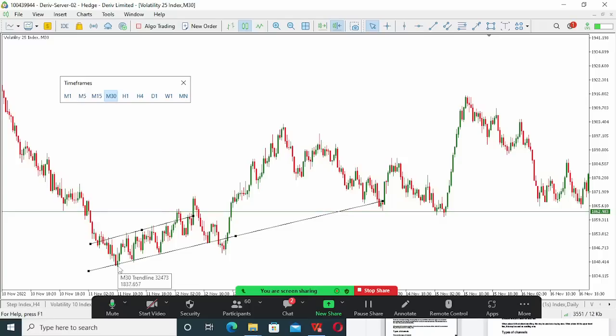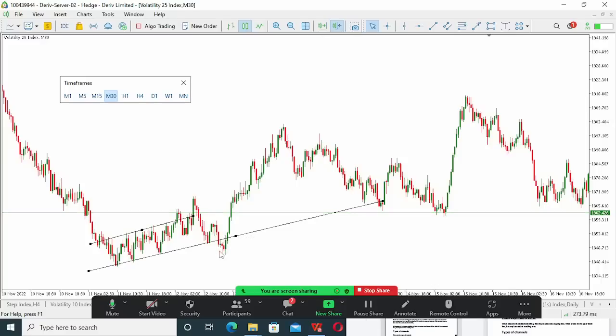So this was the first point, the second point, and then it was extended into the future to act as support or resistance. As I extended it from the second point to the third point, you see this was the first one, the second one, the third one. When the market went up, it came down here to hit this trend line again and reacted. It reacted again here, and went up.